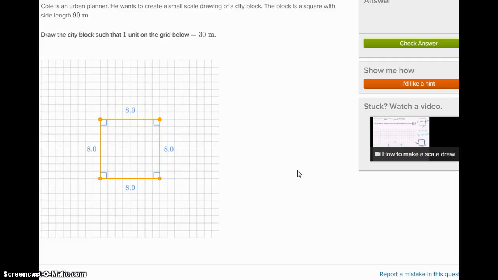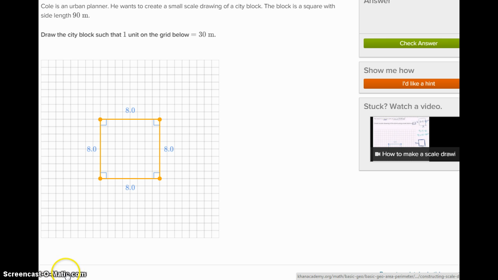Hi everybody. Here's some help with creating these scale drawings on the Khan Academy scale drawings first level. So I'm given a problem. Cole is an urban planner. He wants to create a small scale drawing of a city block. The block is a square with side length 90 meters.